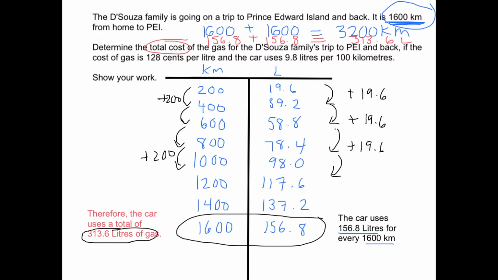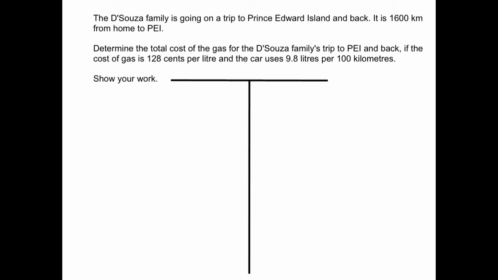Well, we know that there must be a relationship between the cost of gas and the amount of liters you use. So let's build a new table relating cost and liters. This time, I'm going to put liters in the left column and cost in the right column, since the cost depends on how many liters of gas the car uses. We need to calculate the cost. Well, we do know that when the car uses 1 liter of gas, you spend $1.28. But we need to figure out how much it costs when the car uses 313.6 liters of gas, since this is the total amount of gas needed by the D'Souza family.